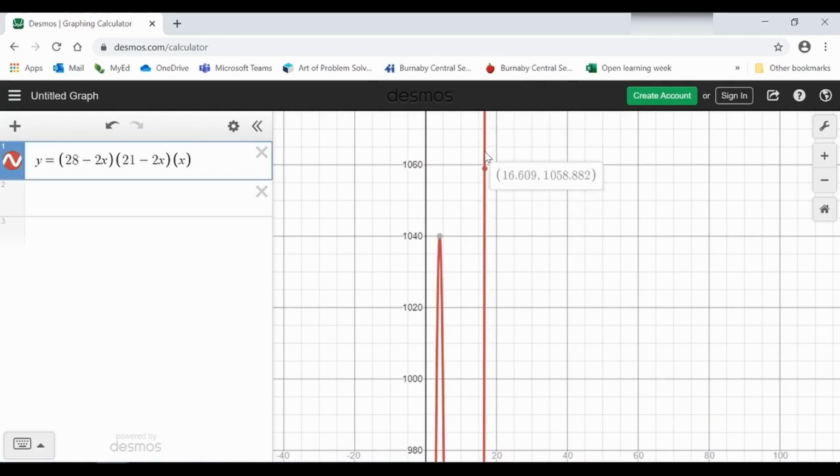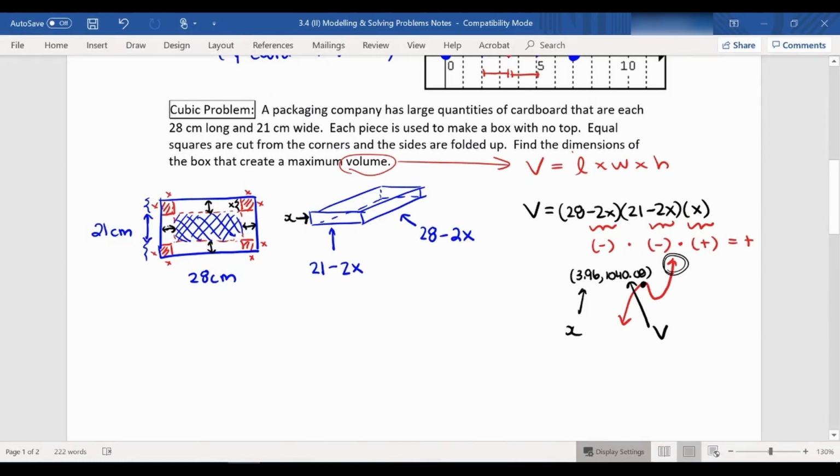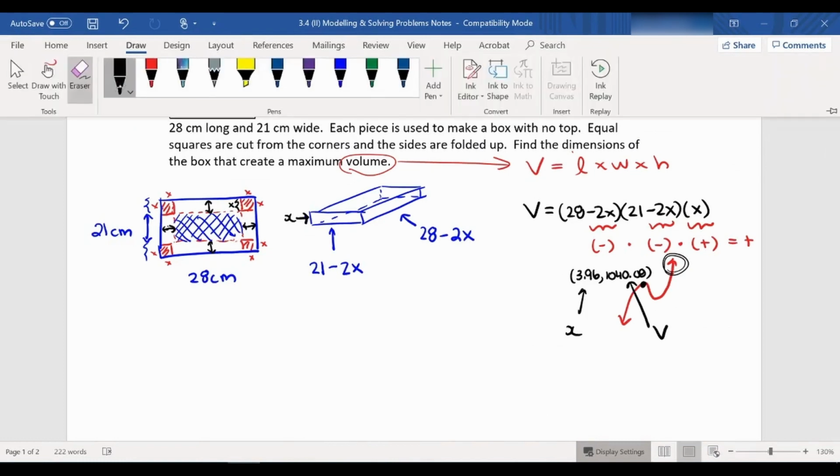Also, it doesn't make sense that I would take off an x value of 16. If I took off 16 centimeters from both sides, that's impossible because my dimensions were only 21 and 28 to begin with. So I can't take 16 away from 21 twice. I'd have no cardboard left. So I'm looking for this maximum, the hump of the cubic. Okay. So once I have found that maximum, x is 3.96. That's going to be my height. My height was x.